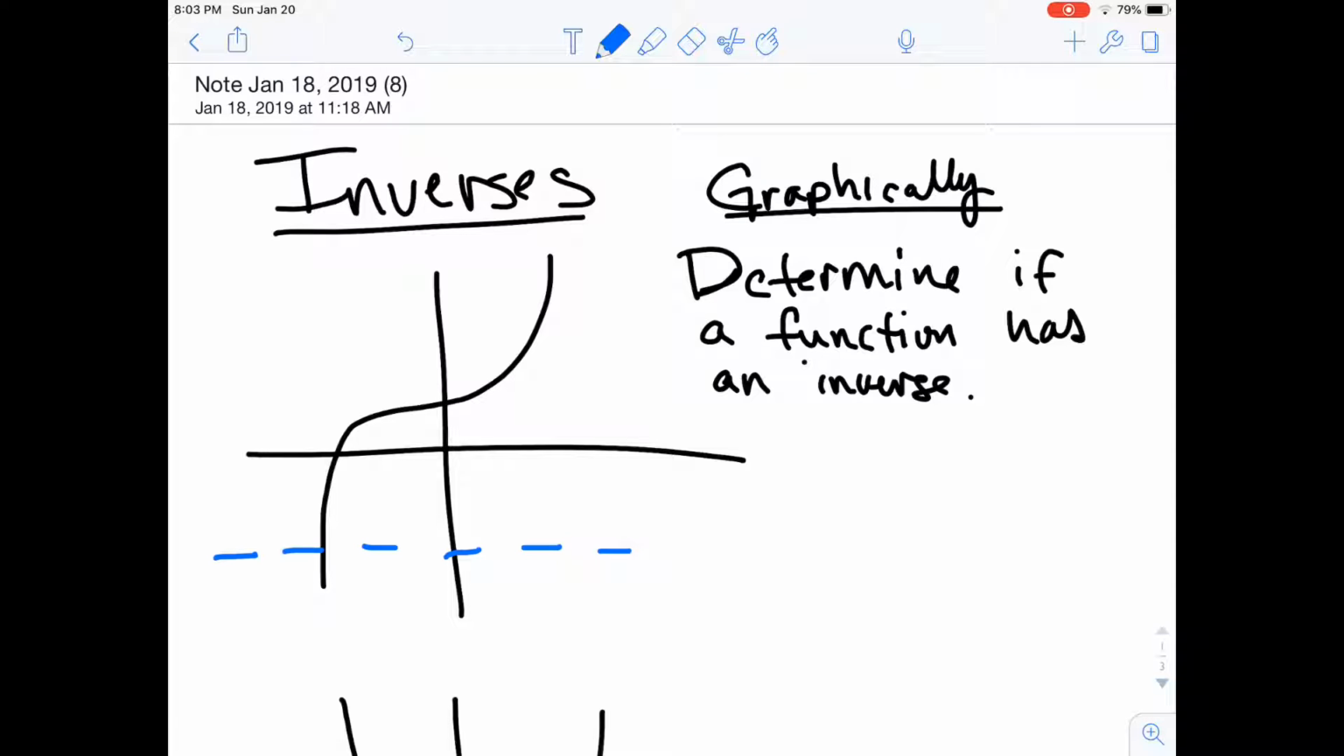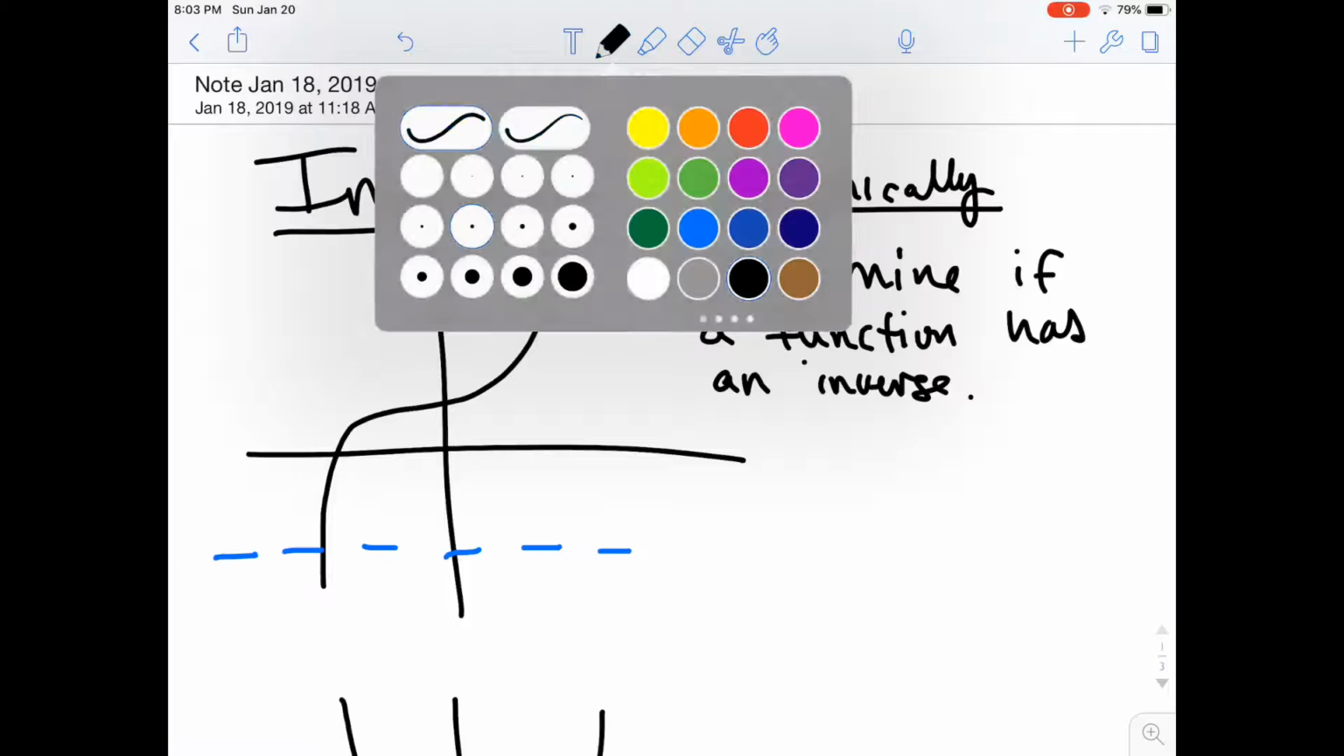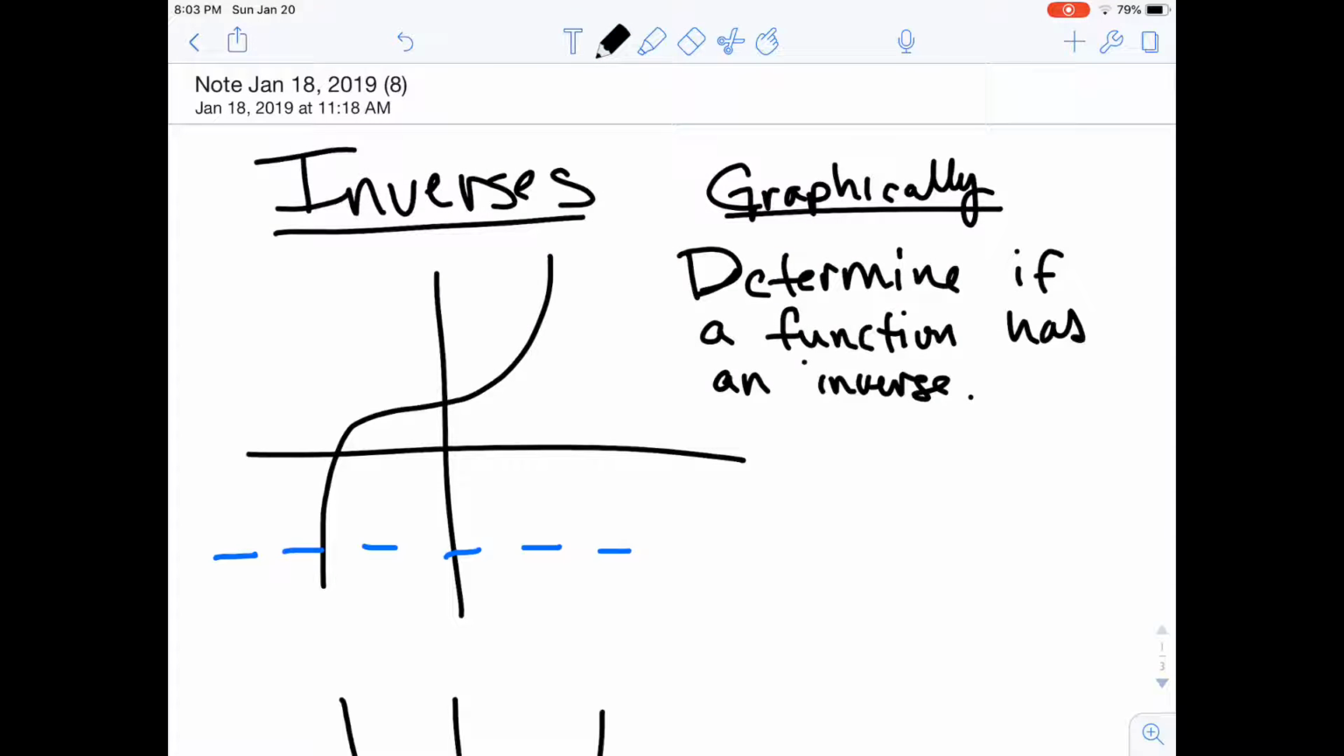So you would say yes, it does. If you're ever given an equation and it says determine if this function has an inverse, instead of doing some algebraic way, just put it in the graphing calculator and take your pencil. Lay your pencil across the graph and slide it up and down. Does my pencil cross the graph more than once? If it doesn't, then it passes the horizontal line test. Thus, it has an inverse. So you'd say this would be yes. It has an inverse.